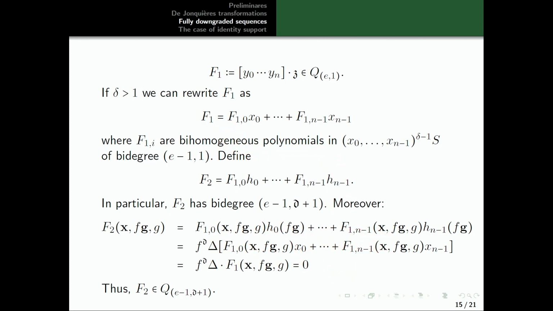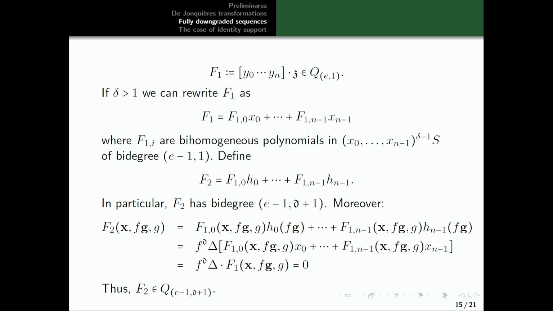We have, in particular, since F1 belongs to the presentation ideal of the Rees algebra, this equality. Thus, the biform F2 is also a polynomial in the presentation ideal of the Rees algebra, a biform of bidegree e minus 1.